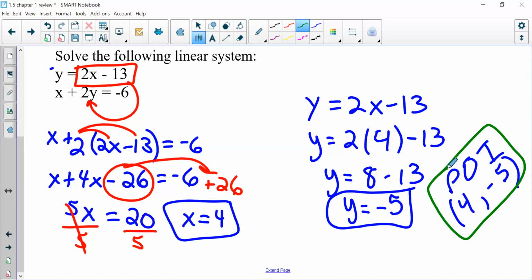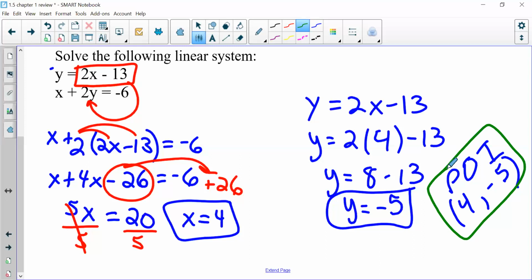Checking this, right? Grab a calculator or whatever. You would know it works in the first one, check the second one. 4 plus 2 times -5, so 4 plus -10 is -6. Just plug it all in your calculator.